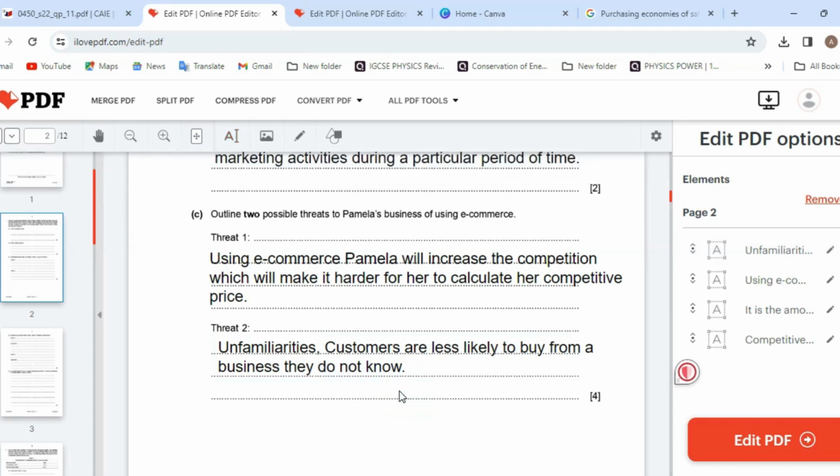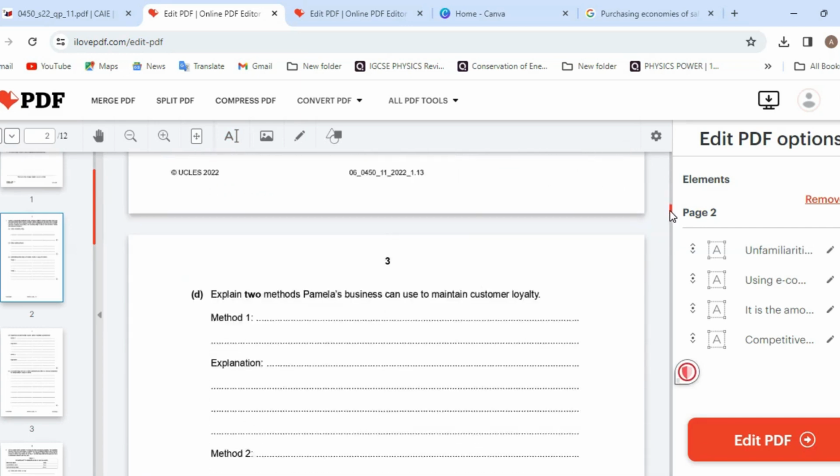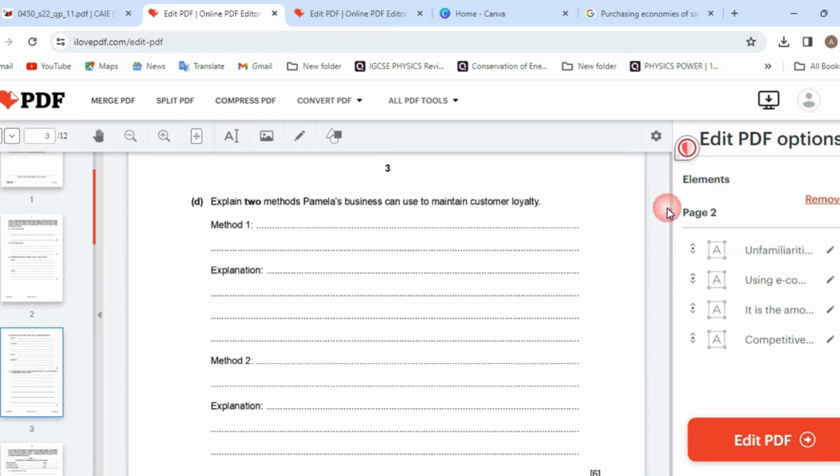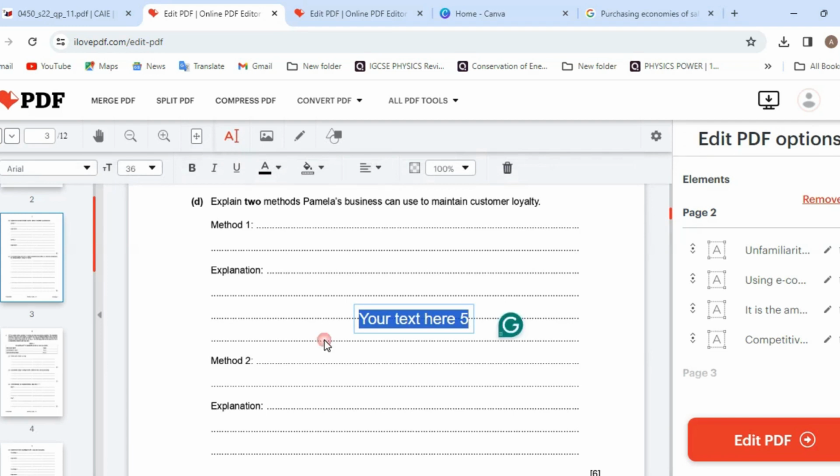Okay, now let's move to another question. We have our question 1d. Explain two methods Pamela's business can use to maintain customer loyalty. How do you think Pamela can actually maintain her customers' loyalty? Of course, the first method is to communicate with the customer. It can be through social media, newsletters, etc.